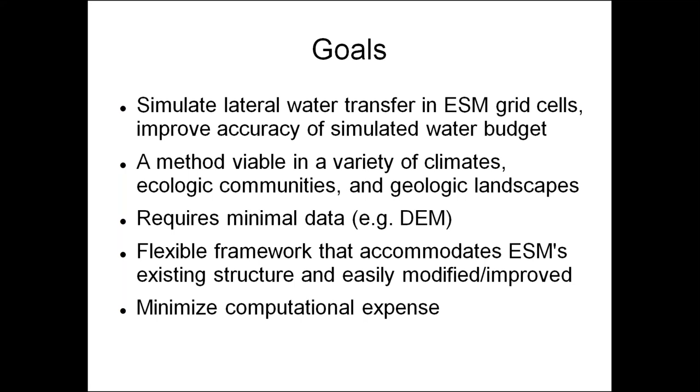Just a brief background of our goals of the project as I see it. Essentially, we're trying to simulate lateral water transfer in Earth system model grid cells, which will hopefully improve the accuracy of the water budget over the grid cells, where lateral flow is important for distributing water, surface water, groundwater, soil water. The method should be viable in the climates and ecology communities and geological landscapes that we find over the whole Earth, over any grid cell.